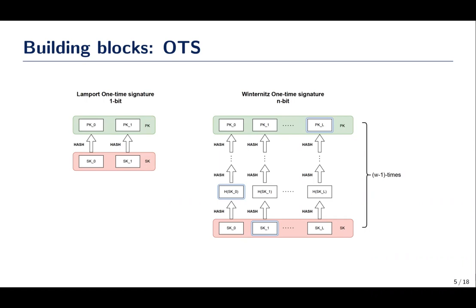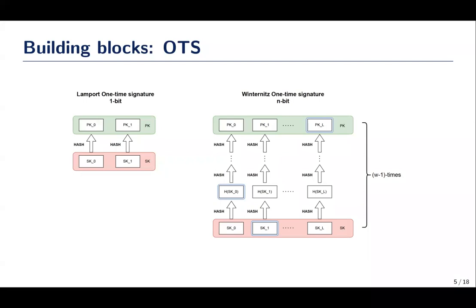So in Lamport's scheme, you have two hash values to sign one bit of information. And in Winternitz's scheme, you have one hash value to sign log W bits of information. So here we have L secret values. Each of them is used to form a hash chain. This is done by sequentially hashing the secret value W minus one times. And to sign the message, a special encoding is performed, which is then represented as L values between zero and W minus one. And the signature reveals the corresponding blocks in each of the chains.